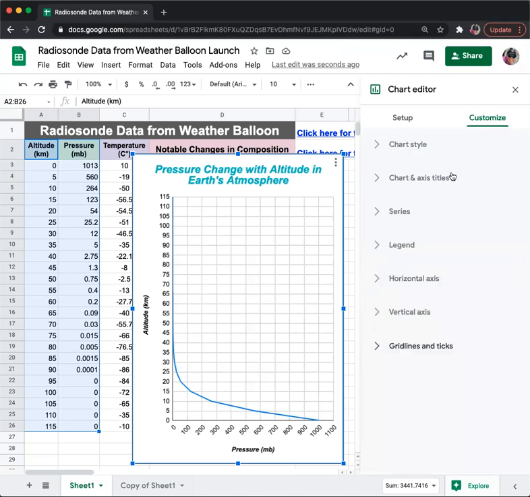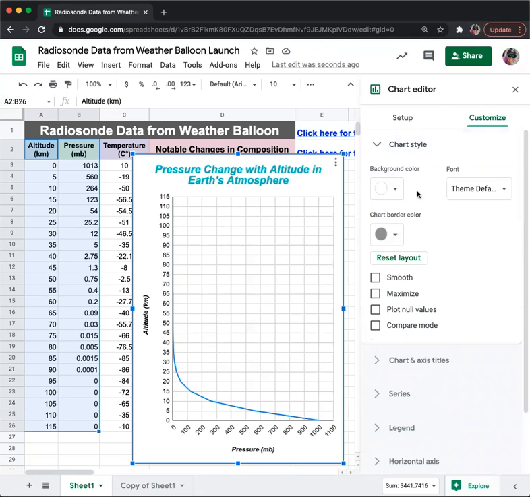And now, if there's anything else you want to change about your chart style, you can change the background color, the font, the chart border. You can play with these things here, but your overall graph should have these grid lines. It should have altitude on the y-axis, pressure on the x-axis, and it should have this sweet title up here so that we know what we're looking at.